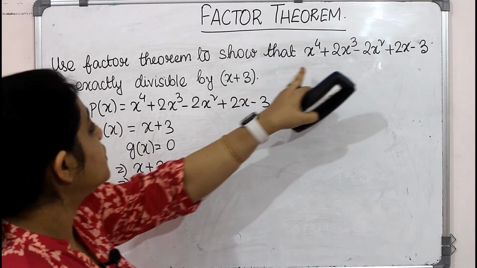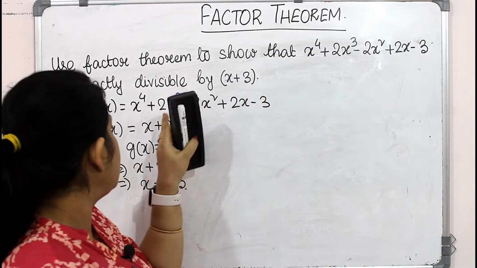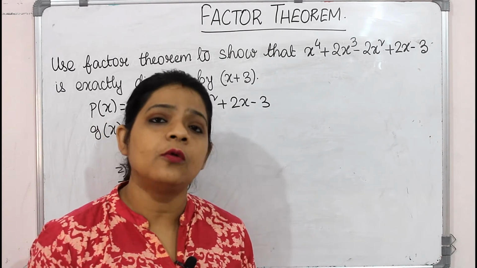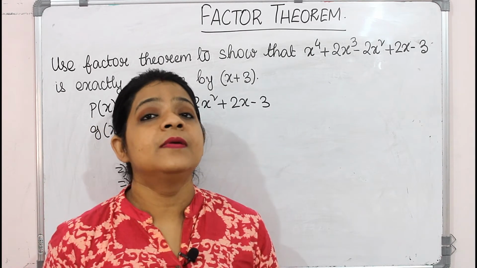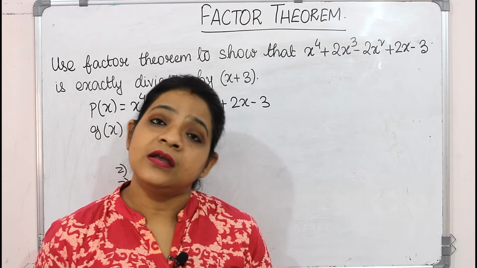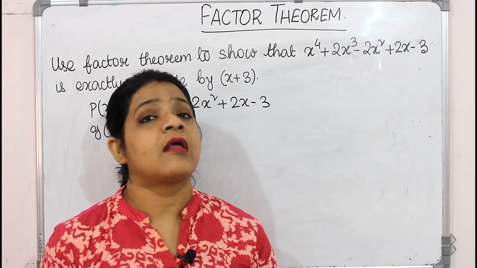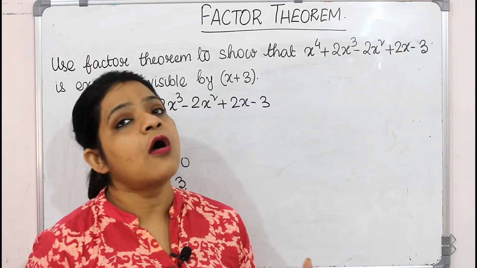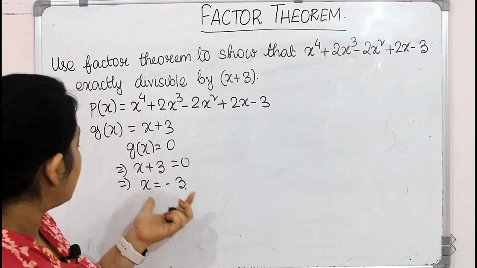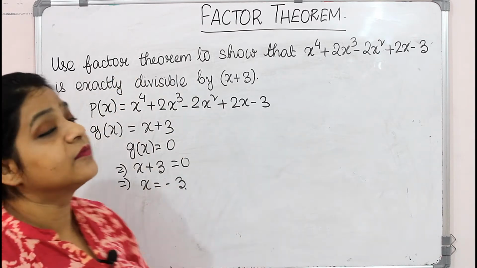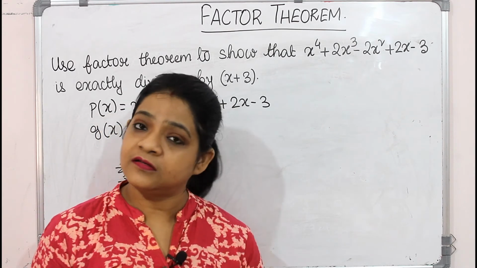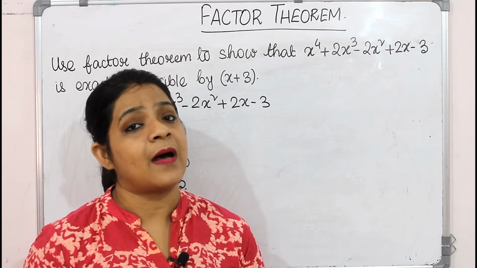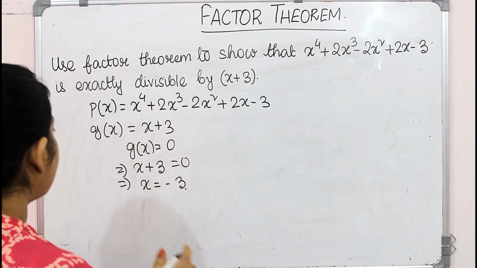So what you have to show is that p(x) is divisible by x plus 3, that is g(x). When a polynomial or any number is divisible by another, it is a factor of that number, and it is a factor when the remainder is 0. So your target is to show whether p(minus 3) comes out to be 0 or not. If p(minus 3) comes out to be 0, you will say that p(x) is exactly divisible by g(x).